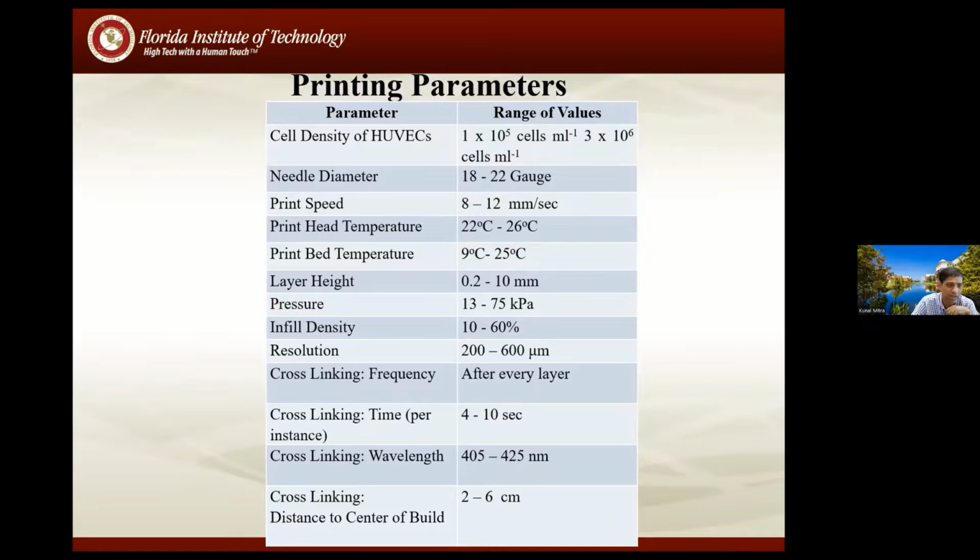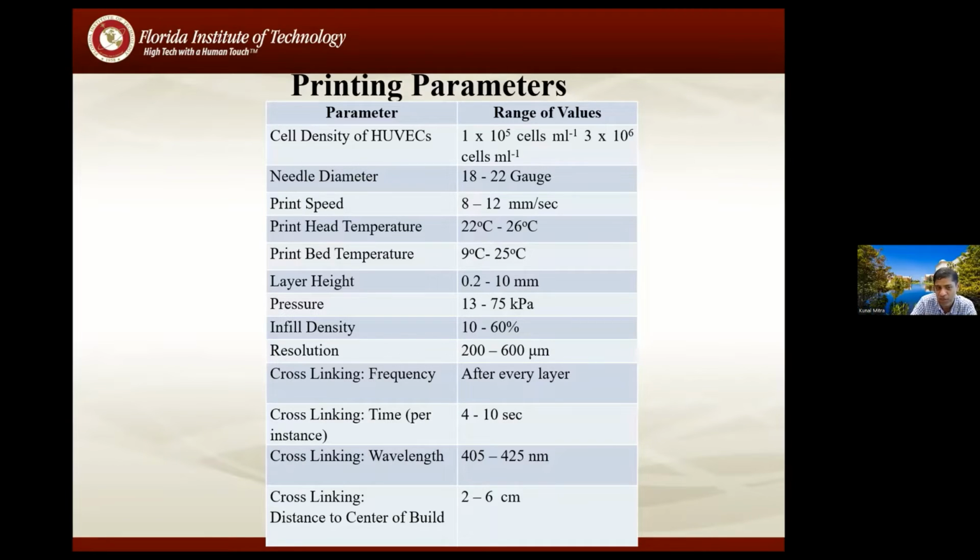The cell densities involved, the needle diameter, the print speed, the print head temperature. In fact, I said 22, but actually, yesterday we were working with materials where we have to print at 14 degrees. So we have to see how viable that is. You may want to control these, but sometimes the type of biomaterials and the cells can have some impact. And then the print bed temperature, the pressure, infill density, the resolution, cross-linking.